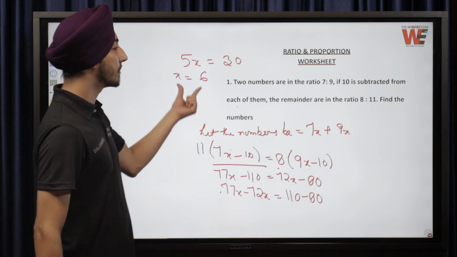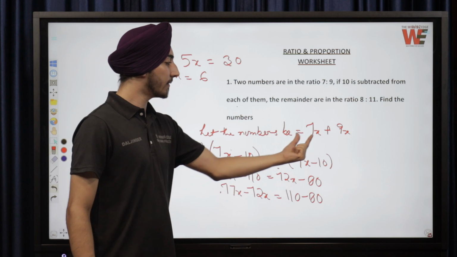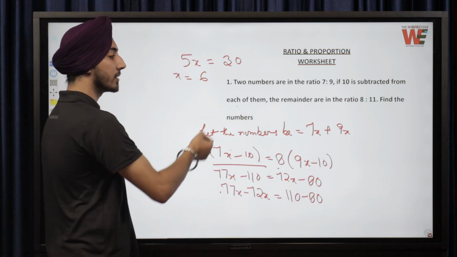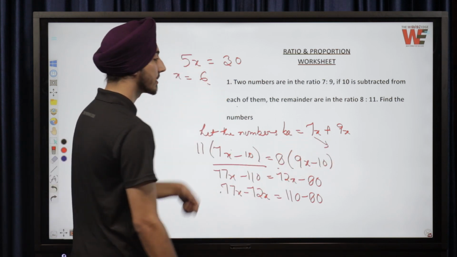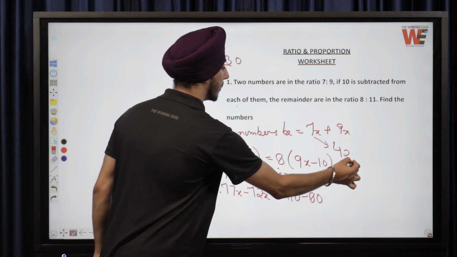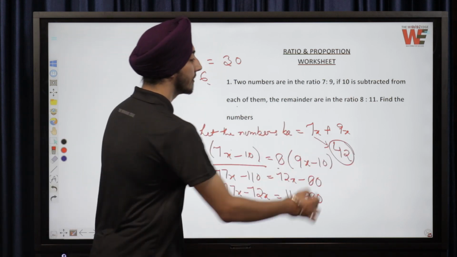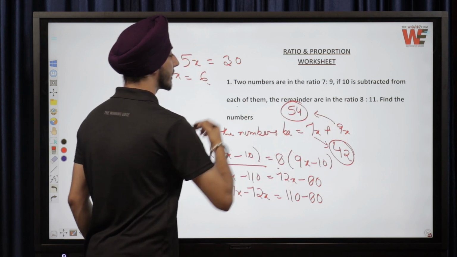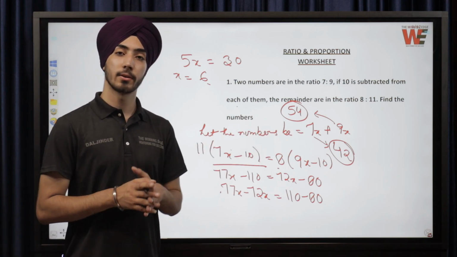Now it has asked us the numbers. x is not the answer. The answer is the numbers. The numbers we have assumed as 7x and 9x, so we are going to put this value of x into them. 7x means 7 into 6, which will give you 42. This is your first number. Second number is 9x. 9 into 6 will give you 54. So these are the two numbers which were asked, and this is our answer. I hope you understood this question.